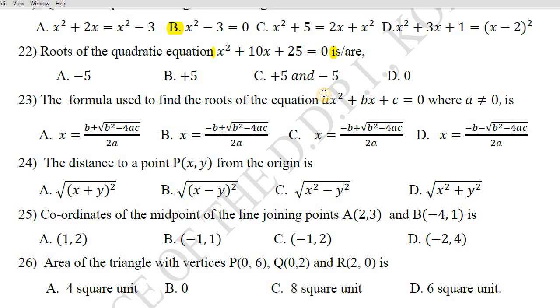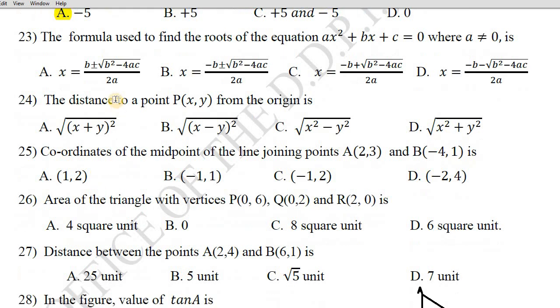Actually you want to solve the equation here. So split the middle term, children. 10x we can write as 5x plus 5x and simplify this. So you will get the x value. I mean, you will get two answers only. In both cases the x value will be minus 5 only. Hence here the correct option is A, minus 5.